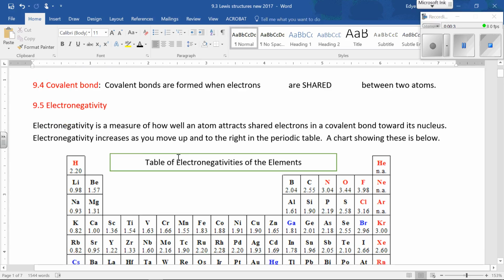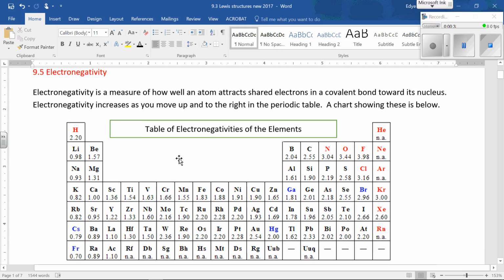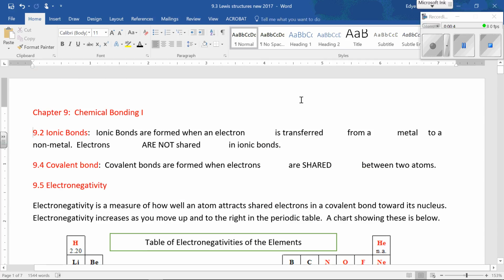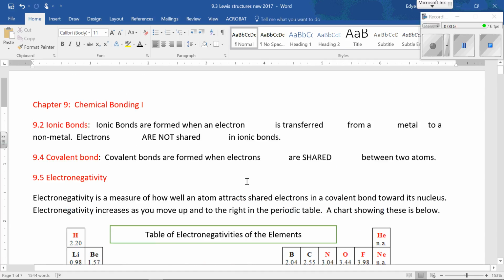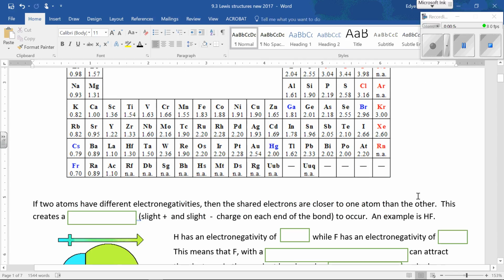Now, to determine if a bond is ionic or covalent, we actually have a better way to determine it. It's something called electronegativity. So in the past, we learned ionic bonds are between metals and nonmetals, and covalent bonds are just between nonmetals. Now we're going to learn a better definition.